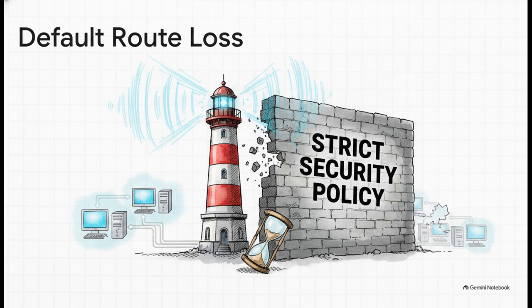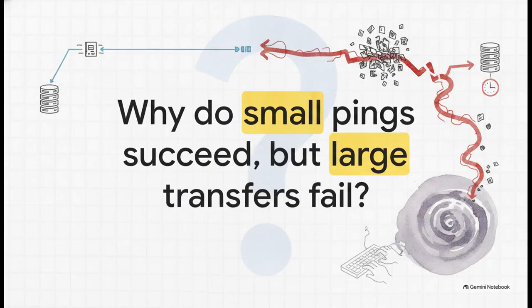So if those RAs are getting blocked by some overzealous security policy you deployed, your network is going to drop silently. Also, a quick pro tip. Keep an eye out for an RA lifetime of 0. That explicitly tells clients, hey, stop using this as a gateway. Okay, now for a major troubleshooting mystery that I guarantee many of you have banged your head against. Why do small pings succeed perfectly, but large file transfers just fail entirely?